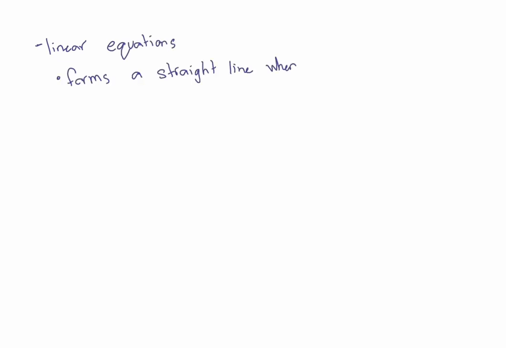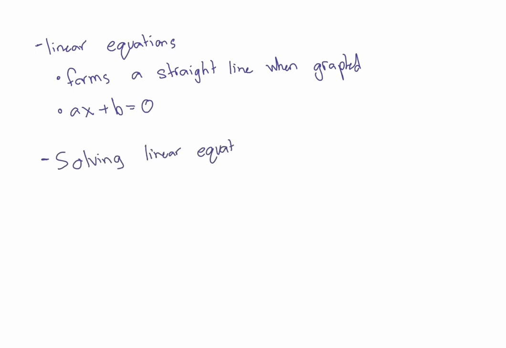It's typically written in the form ax plus b equals 0, where a and b are constants and x is the variable. To solve a linear equation, our goal is to isolate the variable x. This is done by performing inverse operations to get x by itself.